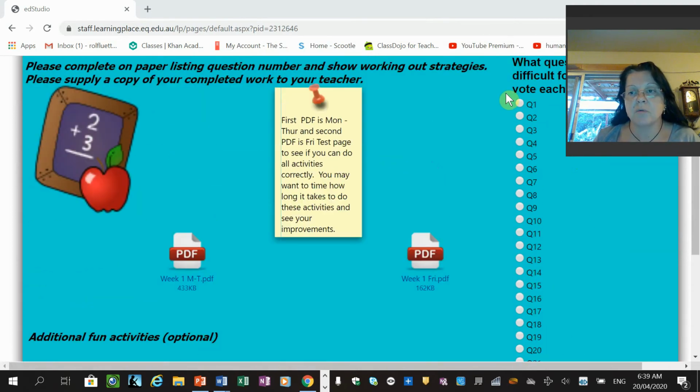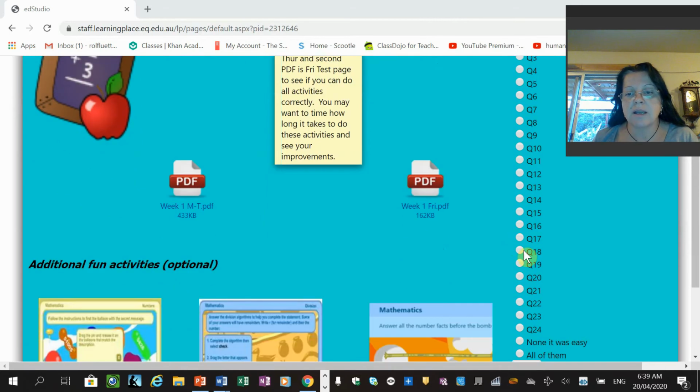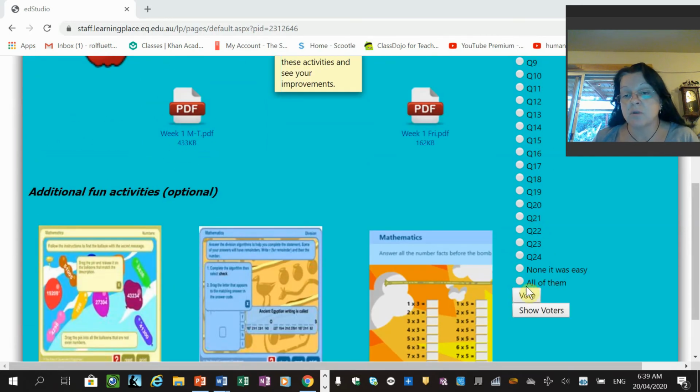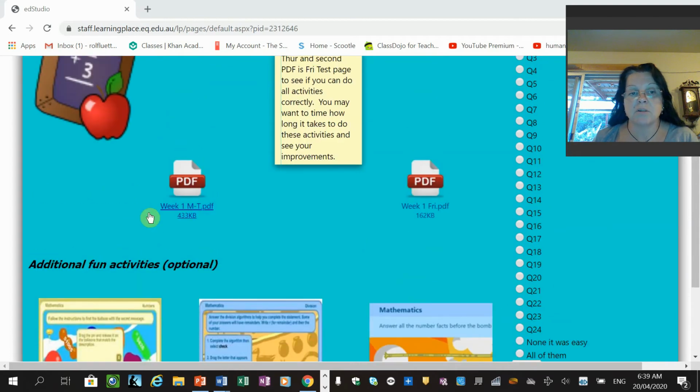When you've done it for today, whichever question you found really tricky or you had no idea until I explained it, if you can just do a little asterisk next to it and then come back and just click which ones you found a bit tricky. If you didn't find any of them tricky, click that one. If not, vote and then submit your vote.